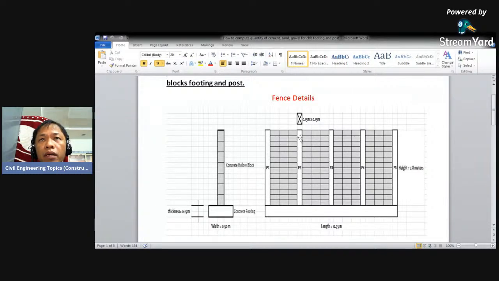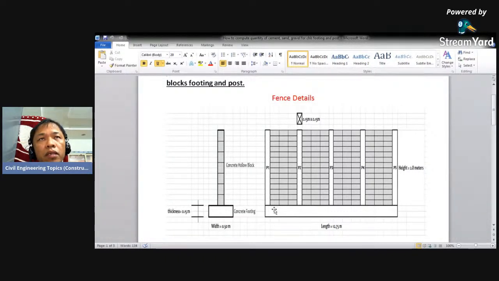So the size of the post is 0.15 meter by 0.15 meter. So ito po ay 150 centimeter by 150 centimeter. And the height of the fence is 2.8 meters. And the length of the fence is 12.75 meters.